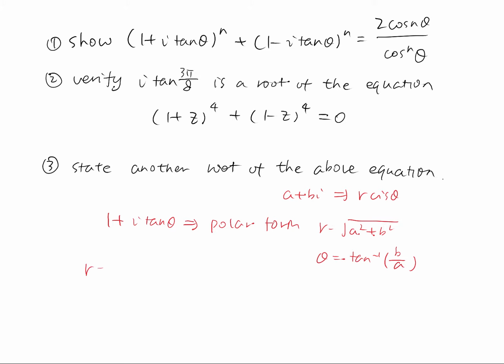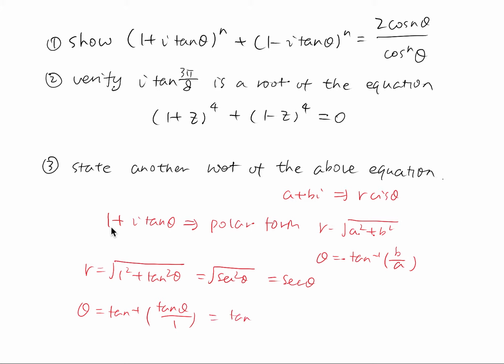So the modulus would be the square root of 1 squared plus tan squared θ. 1 plus tan squared is sec squared, so it equals the square root of sec squared, which just equals sec θ. That's your modulus. Then your argument, θ, equals tan inverse of b over a. b is tan θ and a is 1, so that's tan inverse of tan θ. You have a function and its inverse function, so we go back to the identity, which is just θ itself.